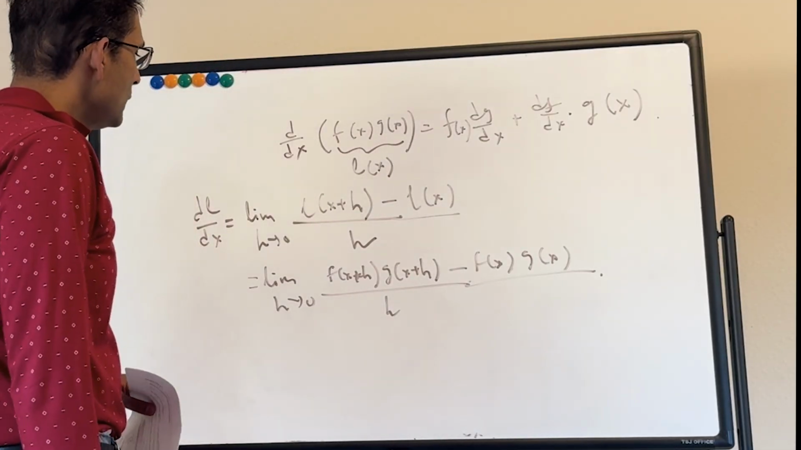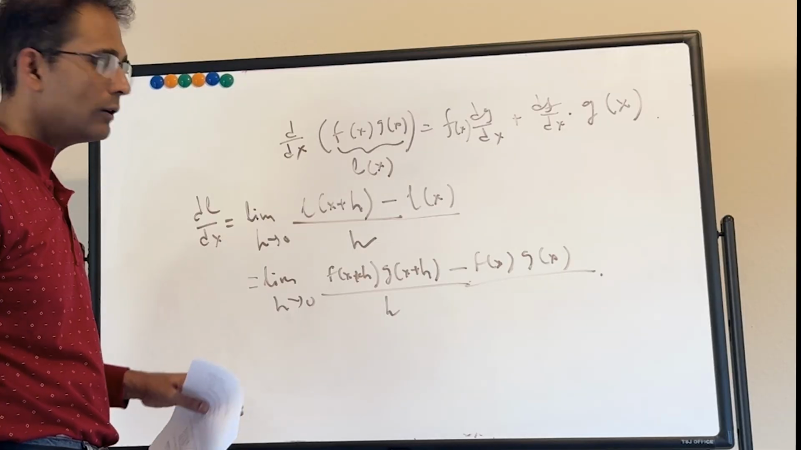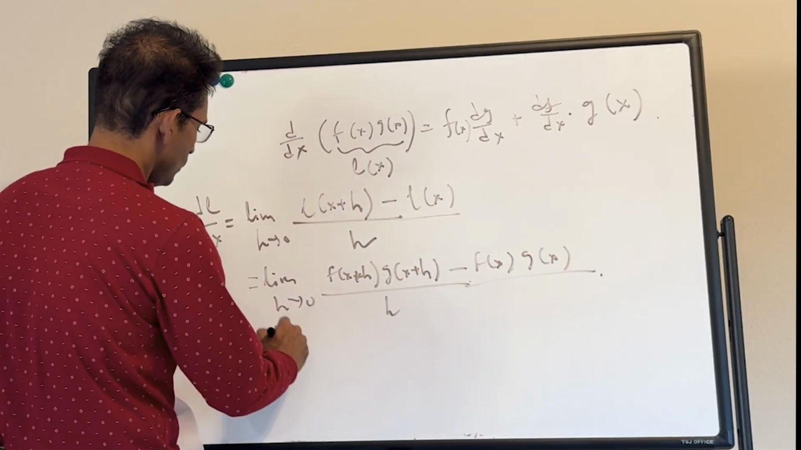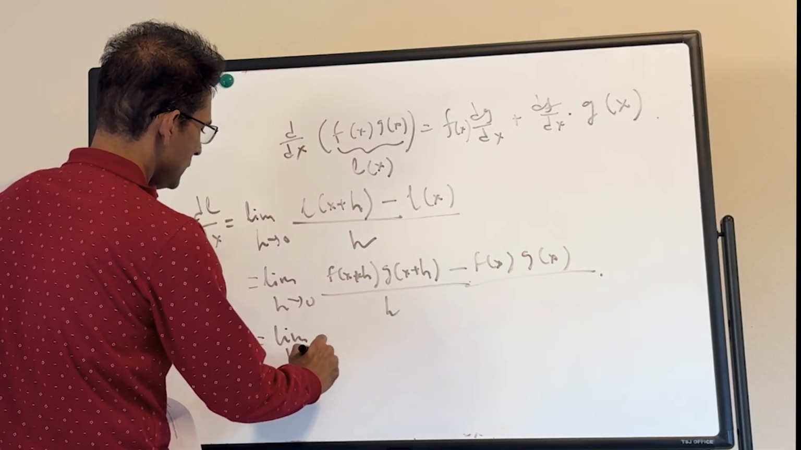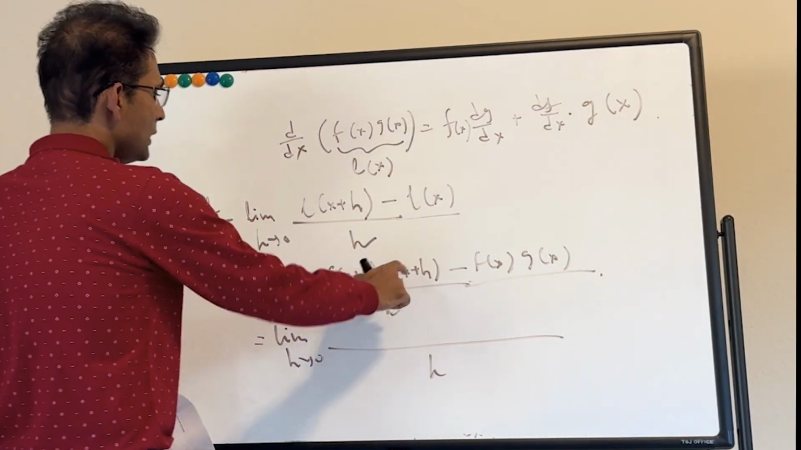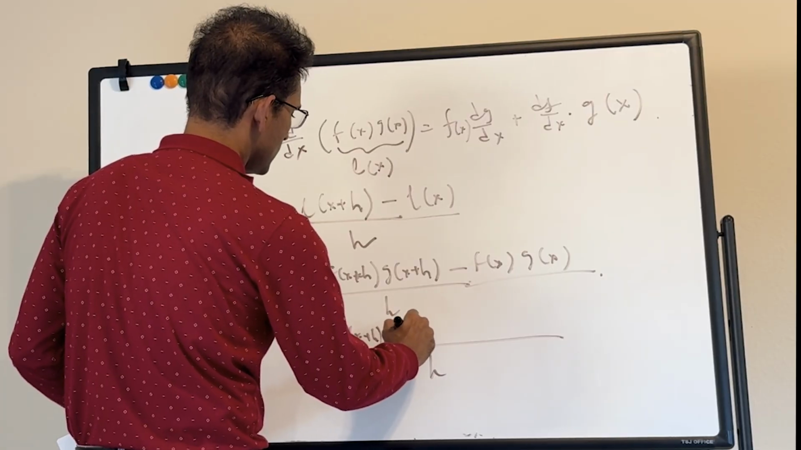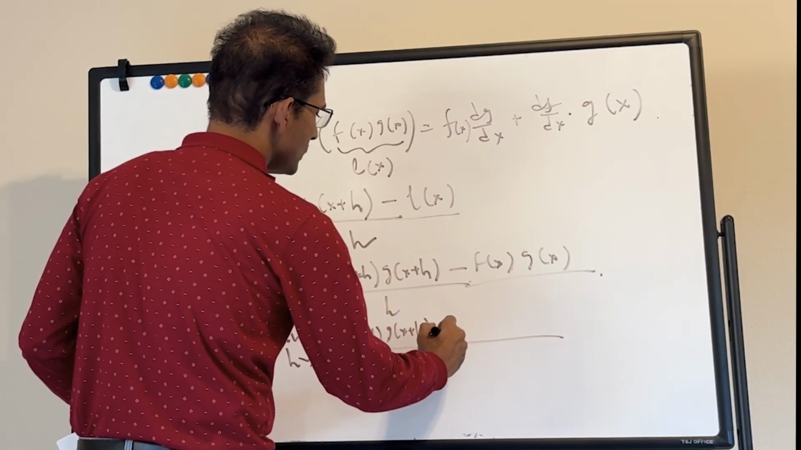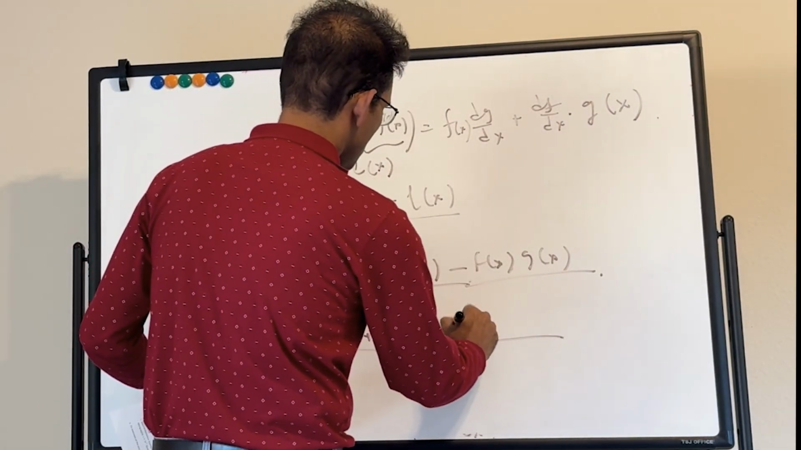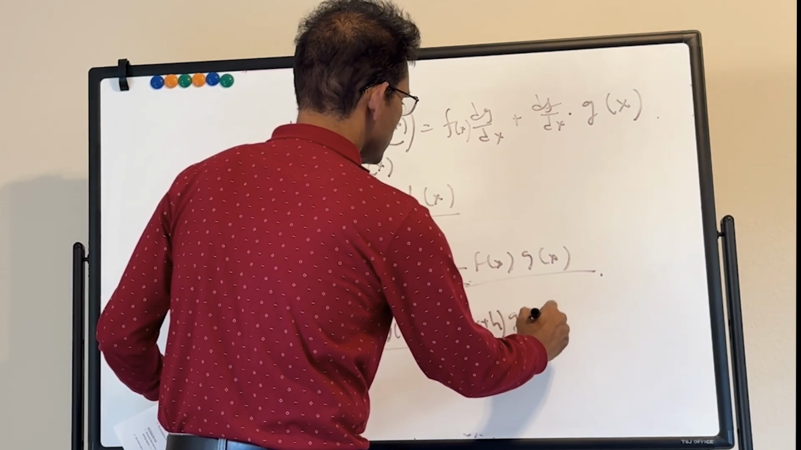Okay. Now we are going to write the numerator in a slightly different form. This is how we are going to write the numerator. So you have this. I'll just write the whole expression. The first term is f of x plus h times g of x plus h. And I'm going to subtract something like this: minus f of x plus h times g of x.